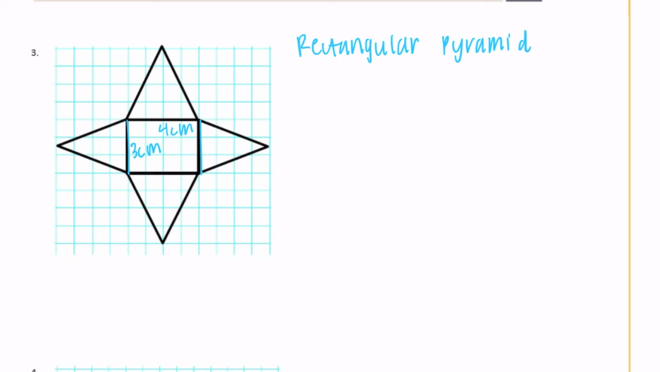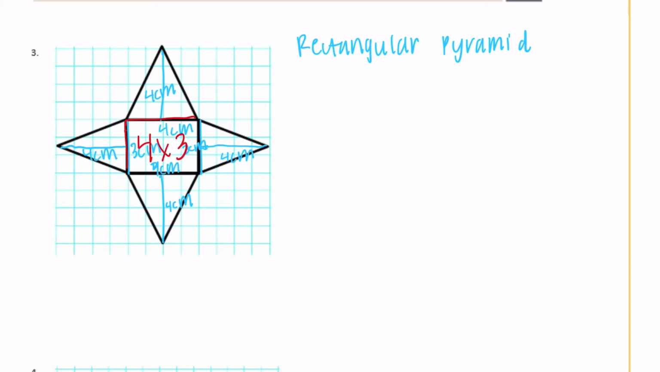So that's 3 centimeters. The height of this triangle is 1, 2, 3, 4 centimeters. So is this one 4 centimeters, 4 centimeters, and then this is 4 centimeters, and this is 3 centimeters. So now I'm going to go in and write how I would find the area of each one. So let's start in the middle. So this is a 3 by 4. So I'm going to do 4 times 3 to find the area of that rectangle.